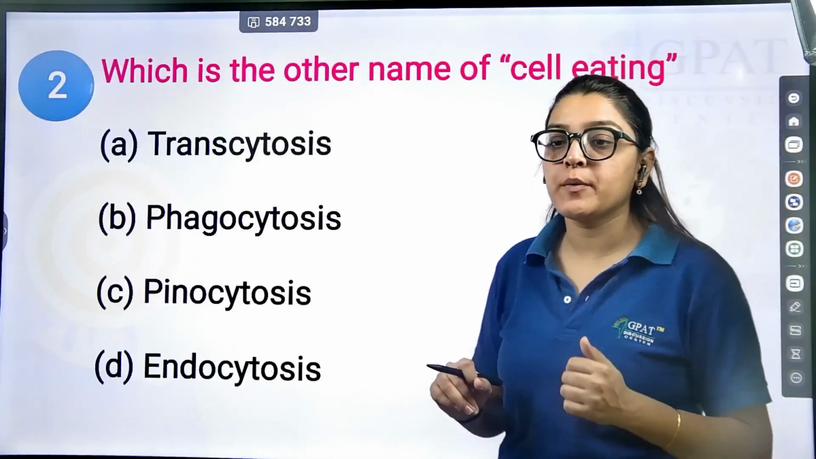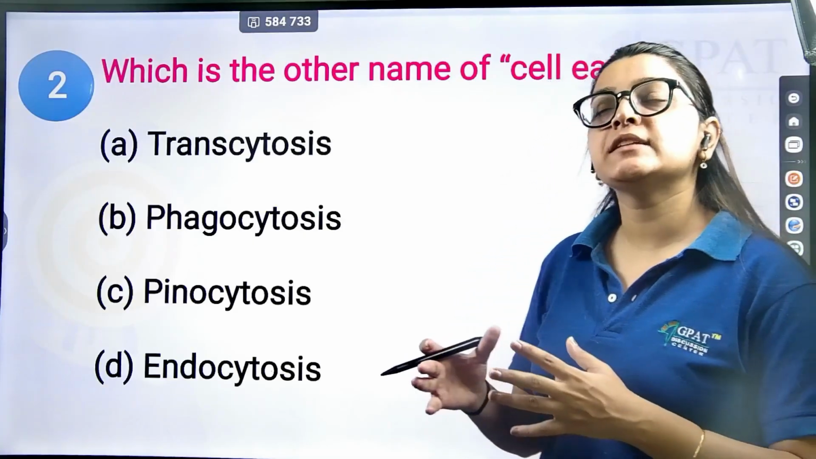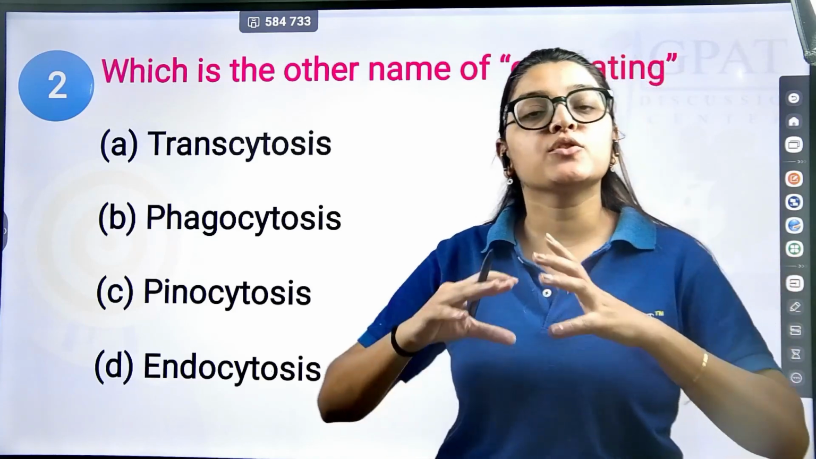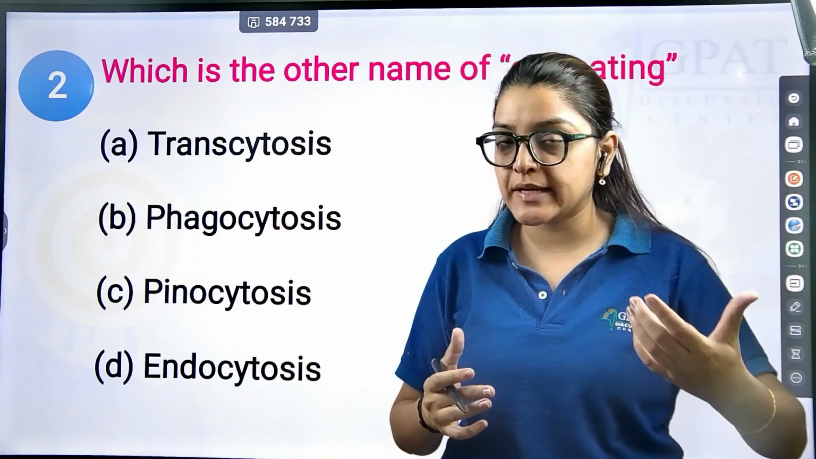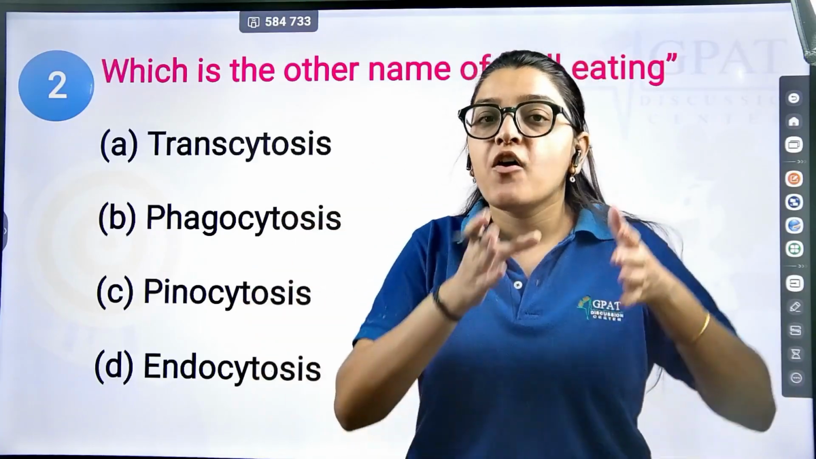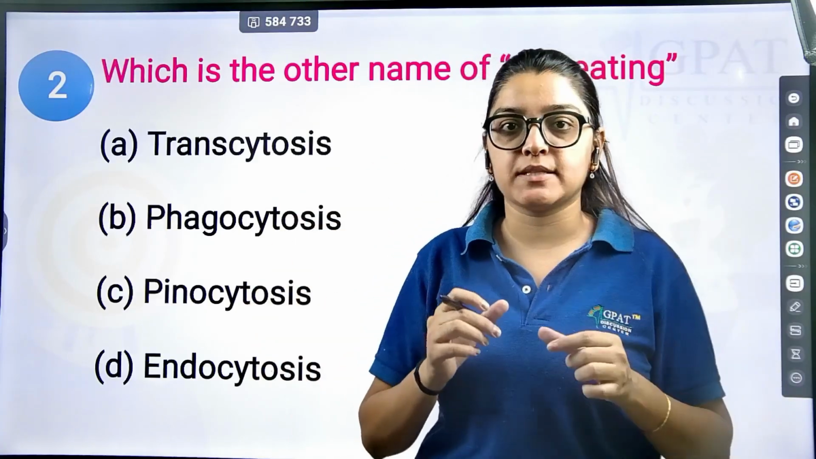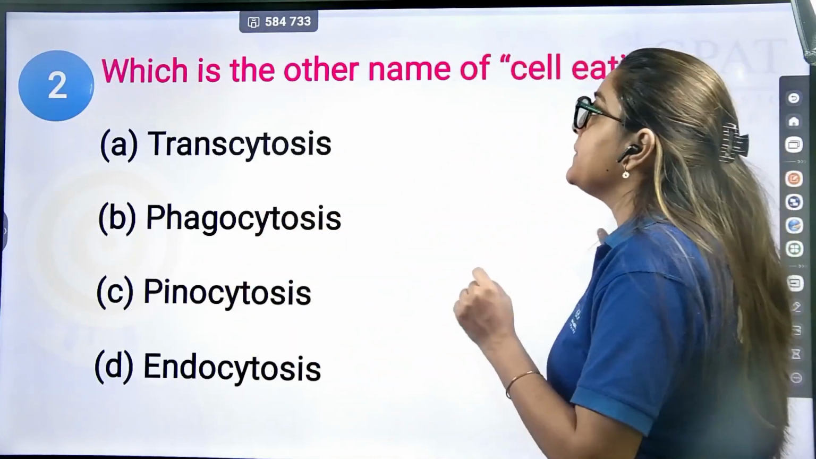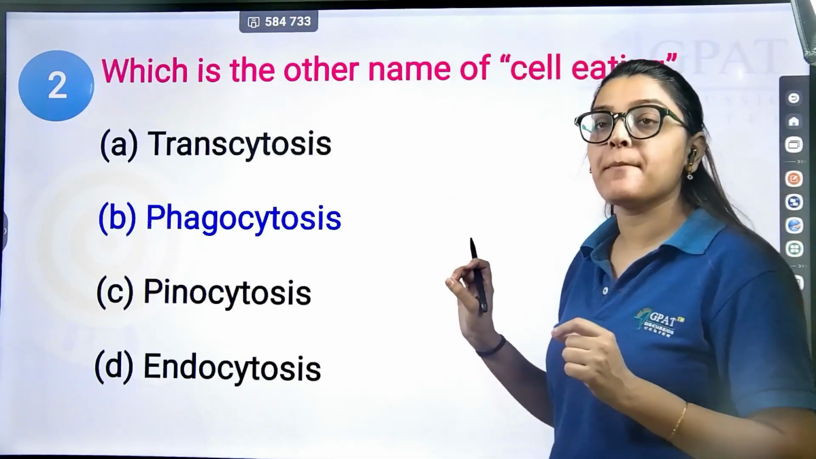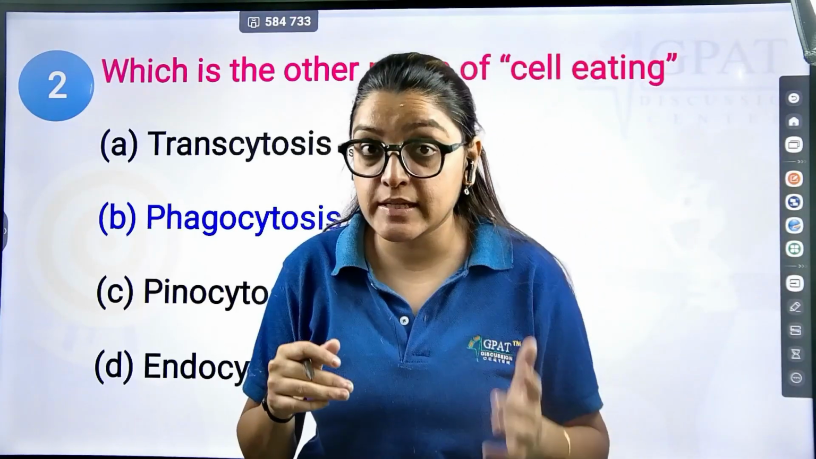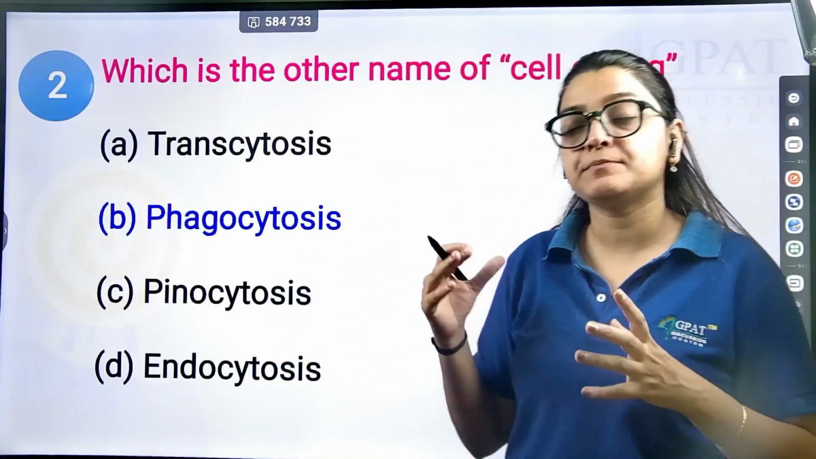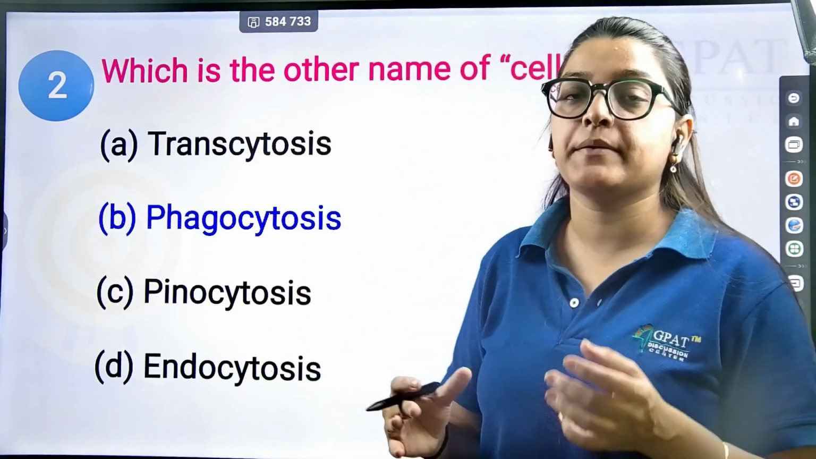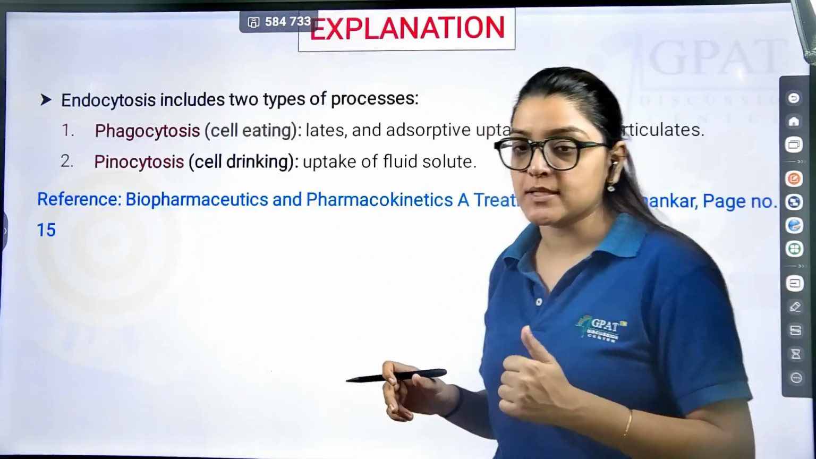Next, which of the following is the other name of cell eating? So we have seen endocytosis, which is the engulfing. Endocytosis is a part of phagocytosis. So broadly, if we classify, we have phagocytosis and we have pinocytosis. Phagocytosis means cell eating process. Pinocytosis means cell drinking process, right? So phagocytosis mainly involves the cell eating process. For example, where does this happen? You have seen the examples of natural killer cells, macrophages, which eat up your toxin or any other bacteria. They try to engulf and destroy it by using the phagocytosis process. Okay, next.